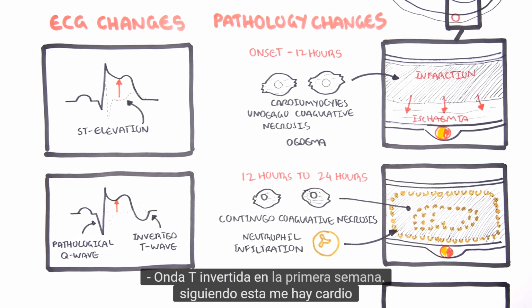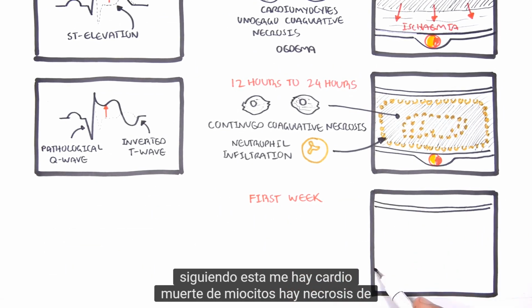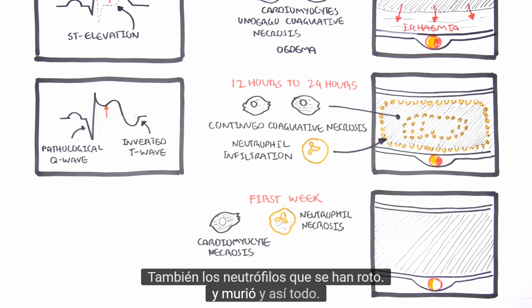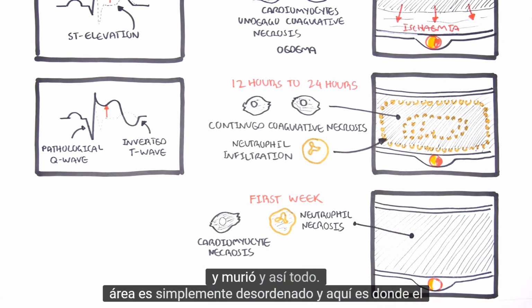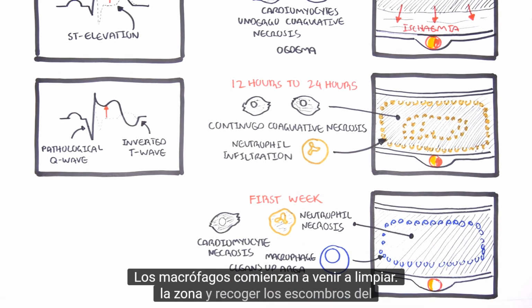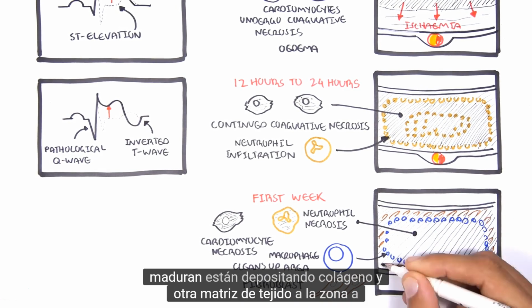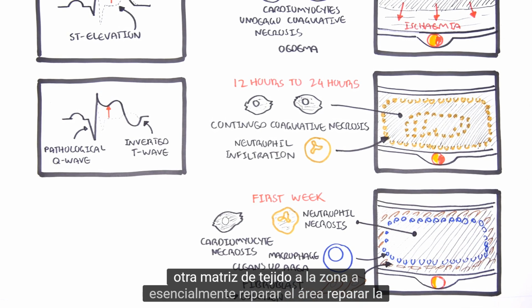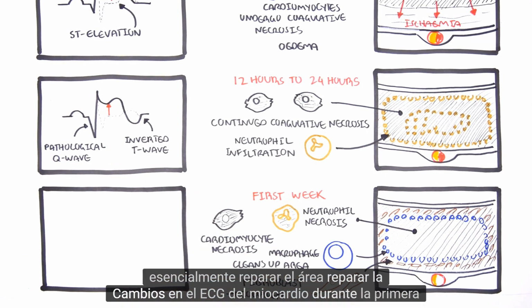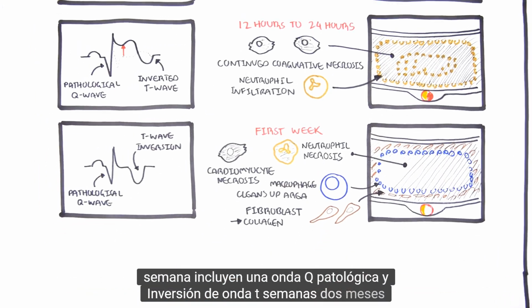Within the first week following a STEMI, there is cardiomyocyte death. There's necrosis of neutrophils as well, which have ruptured and died. And so the whole area is just messy. This is where the macrophages start coming in to clean up the area and pick up the debris. The fibroblasts also begin to infiltrate and mature there, depositing collagen and other tissue matrix to the area to essentially repair the area, repair the myocardium. ECG changes during the first week include a pathological Q wave and T wave inversion.